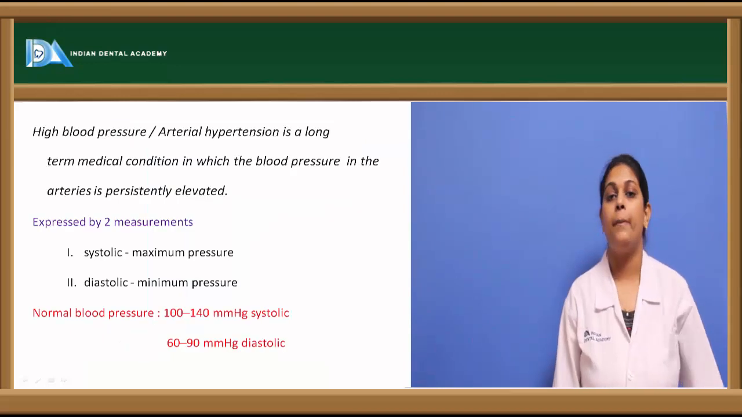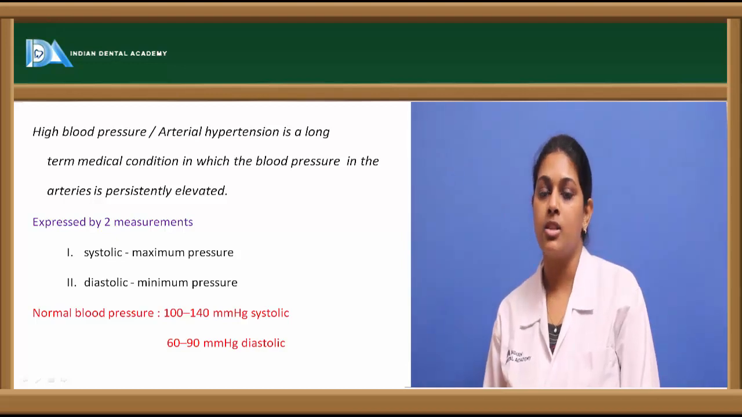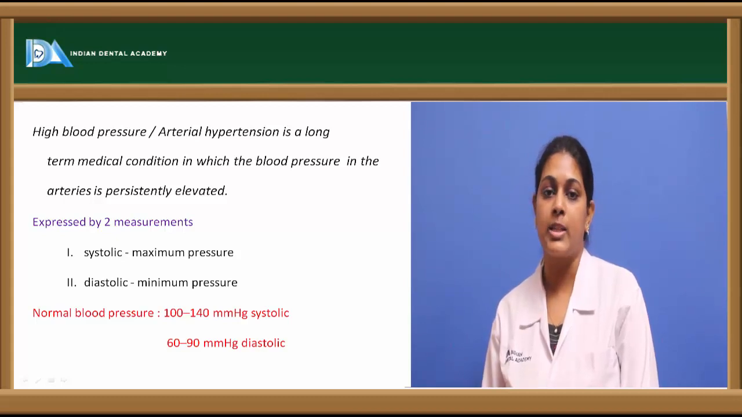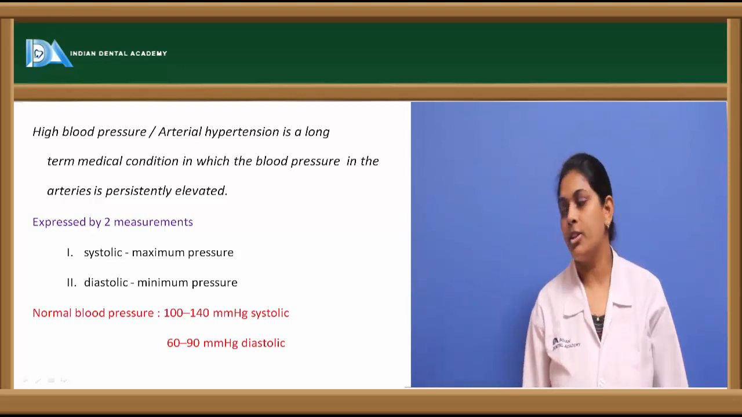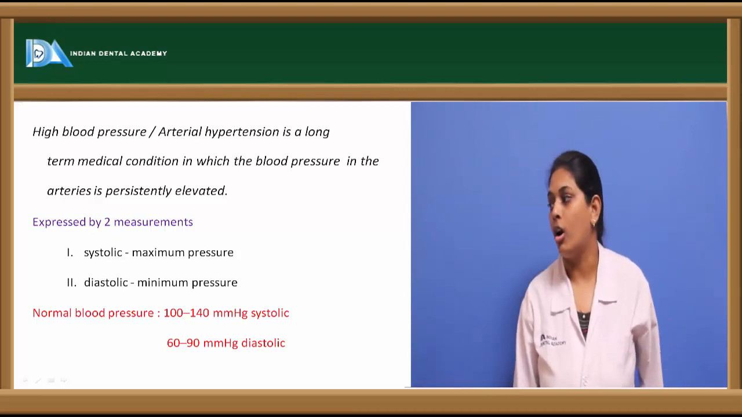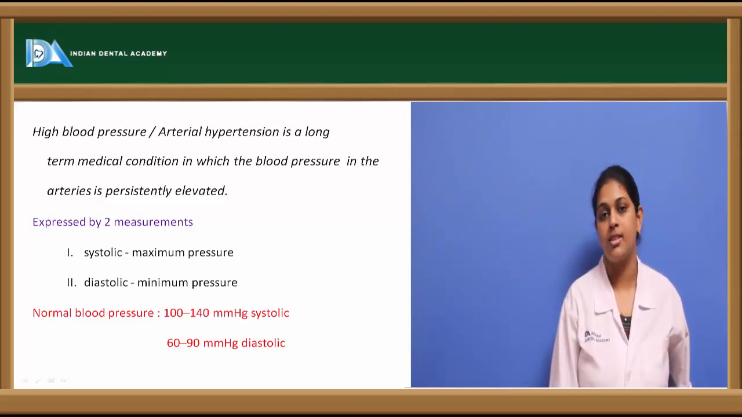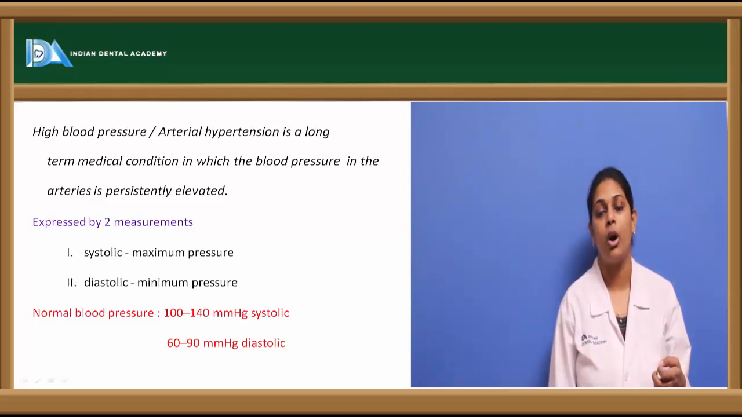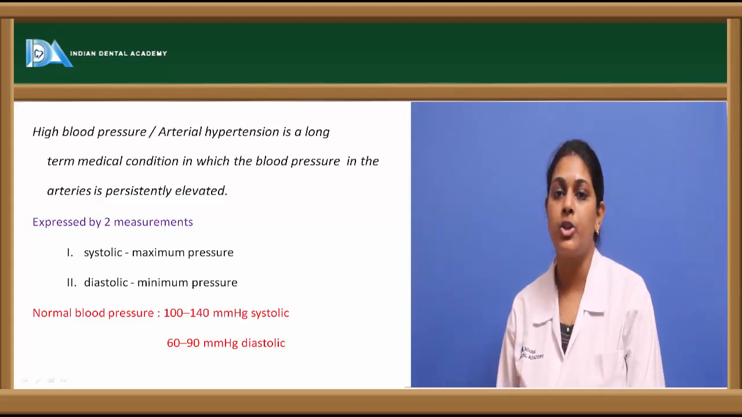Coming to hypertension, it is one of the leading causes of death in developing countries, because people there are exposed to stress and changing lifestyles. Hypertension, or arterial hypertension, is a long-term medical condition in which the blood pressure in the arteries is persistently elevated, higher than what a normal human being maintains. It is measured with the systolic pressure and the diastolic pressure.